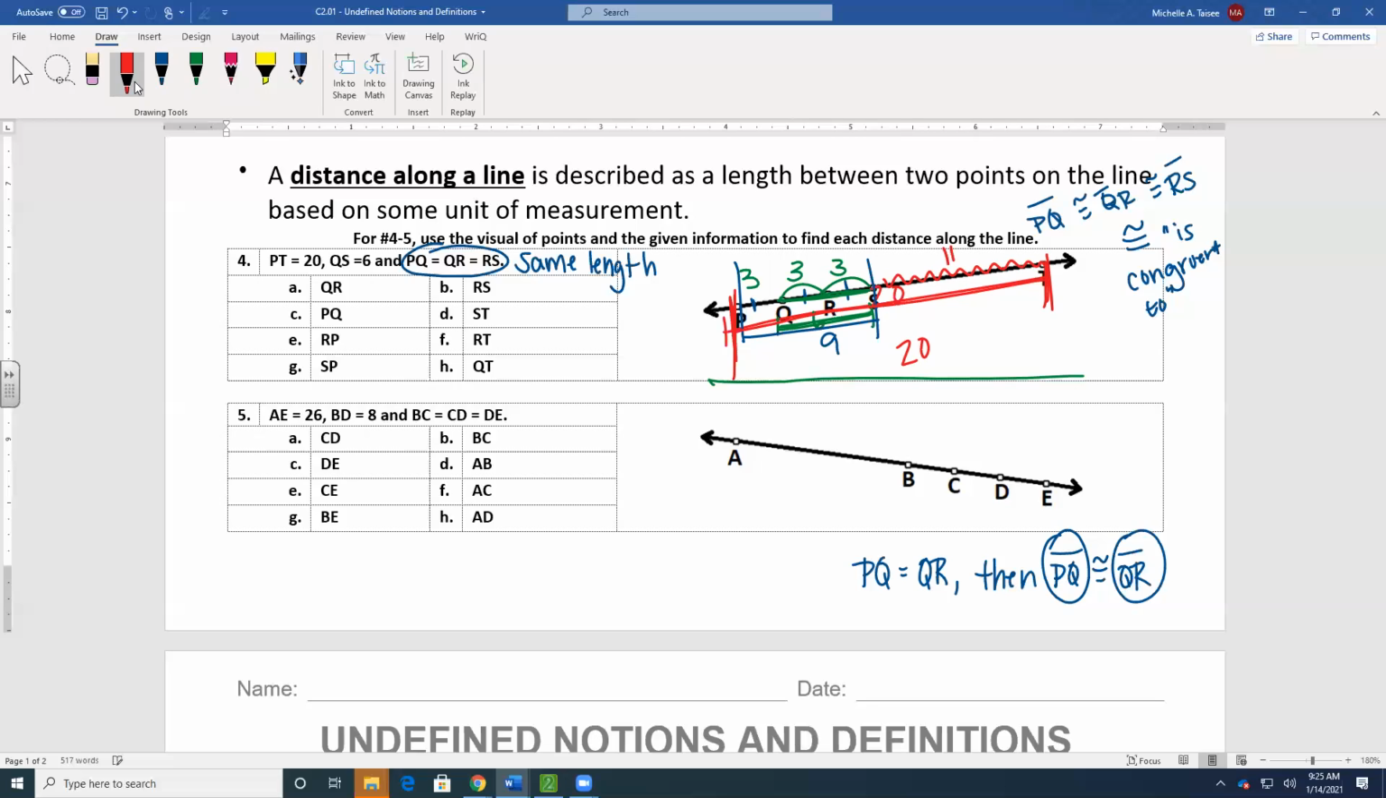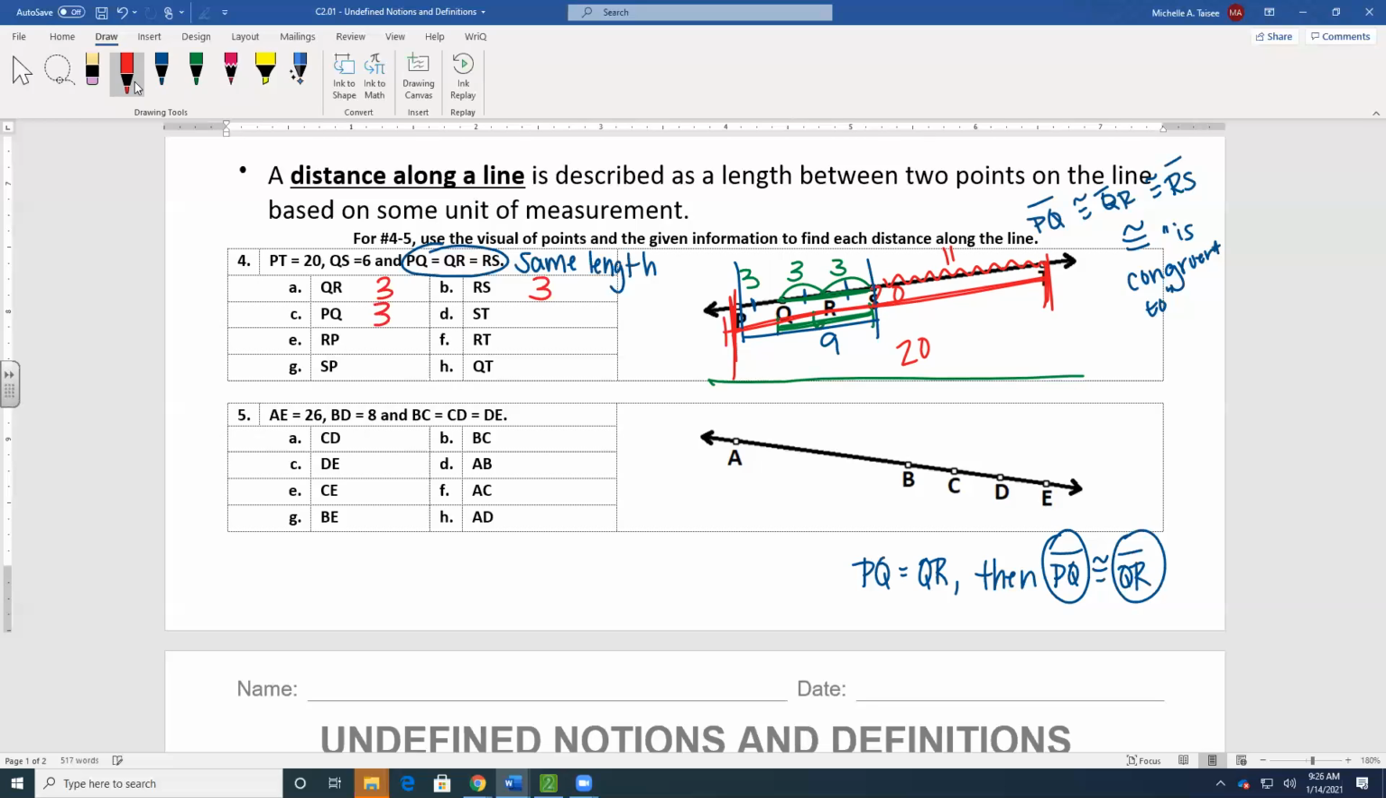So my recommendation, if you're finding different lengths, fill in what you know in the figure. I like to call it working the figure. Fill out what information you have, then it'll make it easy to go back and get those. All right, so letter A, how long is it from Q to R? 3. How long is it from R to S? 3. How long is it from P to Q?